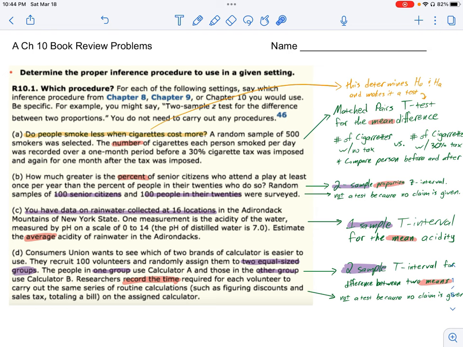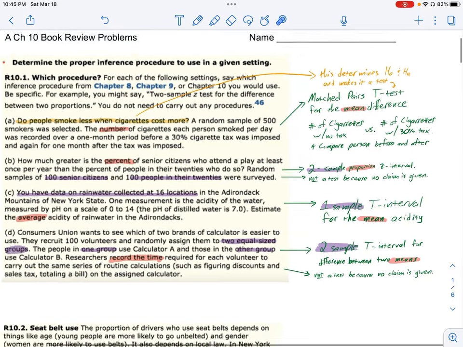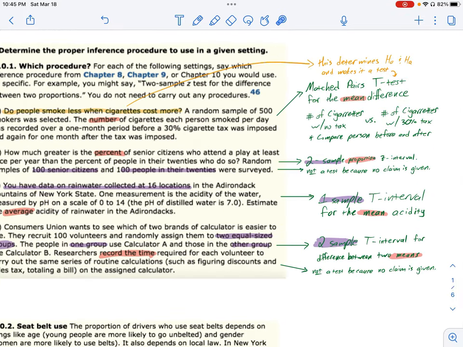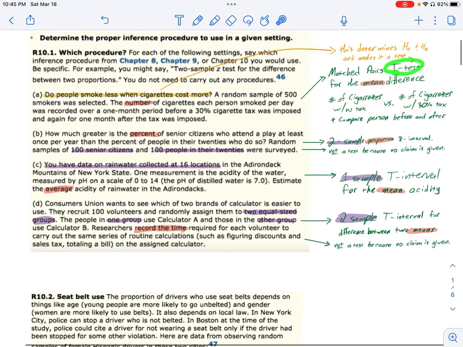And then they started taxing the cigarettes, 30%, and then they recorded the same person for another month after the tax was imposed. So there's kind of like the number of cigarettes without a tax versus the number of cigarettes with the tax. So you're kind of comparing the change in the number of cigarettes for one person, like a before and after. So that's always like a matched pair t-test. It's not a proportion test.